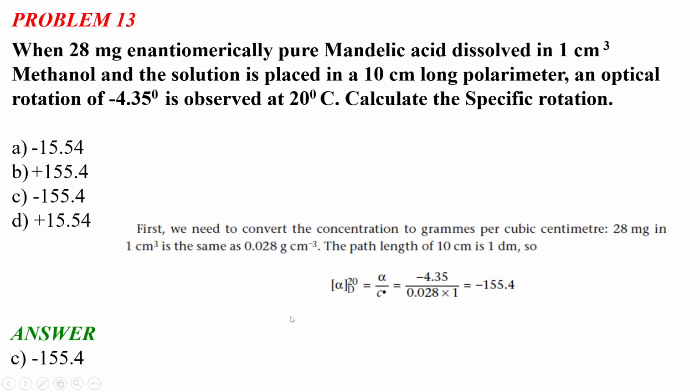So this formula can also be written as alpha divided by c times L, and this L is the cell length in decimeter. This is very important: you have to take the concentration in gram per cc and the cell length in decimeter. So be careful with these two units.